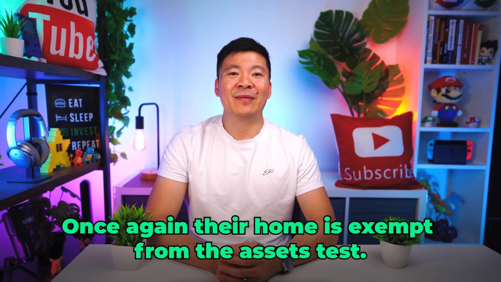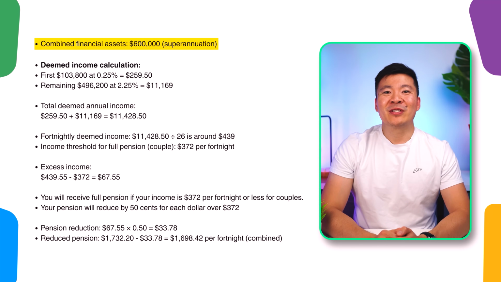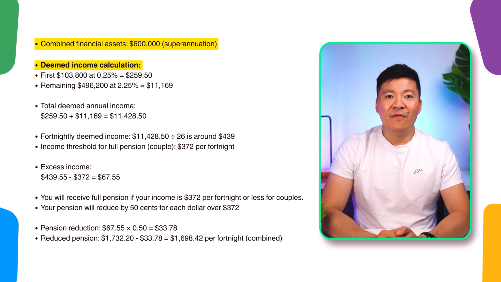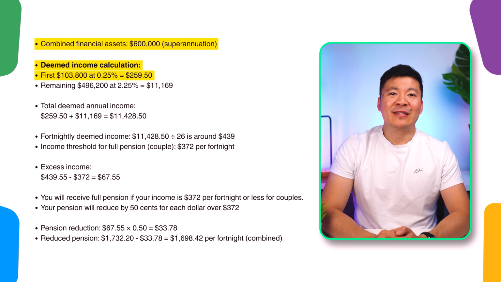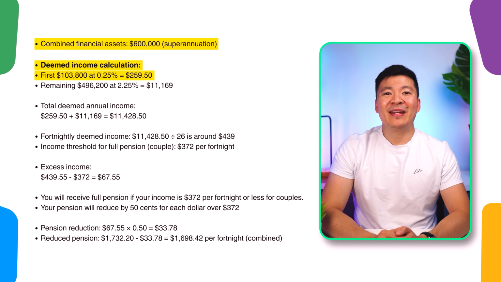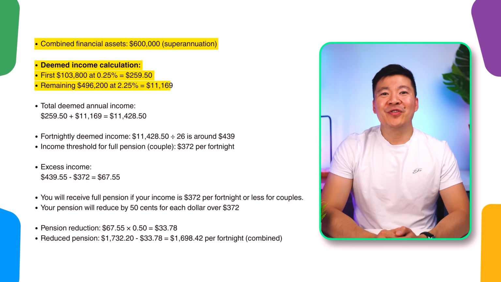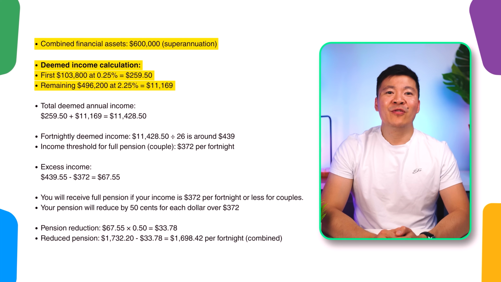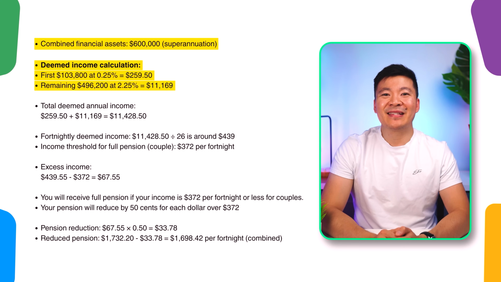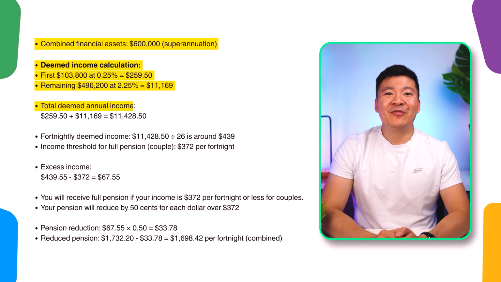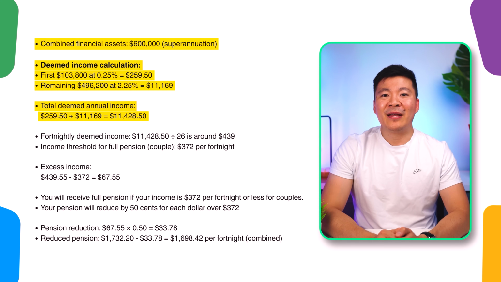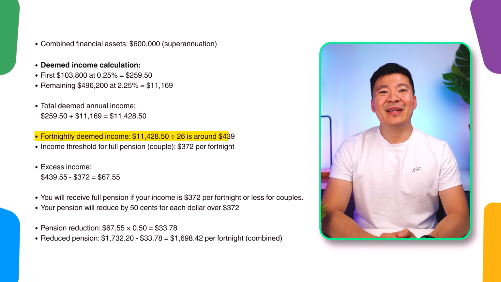Let's now do the income test. Once again, their home is exempt from the income test. Combined financial assets equals 600k, which is their superannuation. Here's how we calculate their deemed income. First, $103,800 at 0.25%, which is $259.50. Remaining $496,200 at 2.25% is $11,169. So therefore, total deemed annual income equals $11,428.50.